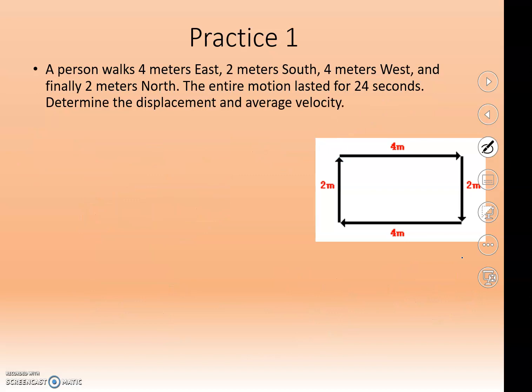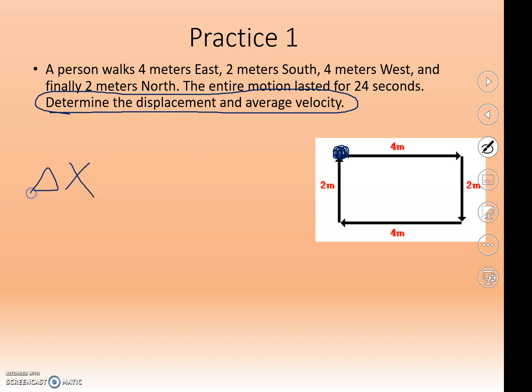All right, continuing this one again, but it changes a little bit. The only thing that we're changing is what it's asking. Determine the displacement and the average velocity. So remember, we started here and we ended here. So we can't measure this displacement. There is no displacement because we have started and ended in the same spot. So for this one, our displacement or our change in position is 0 meters.